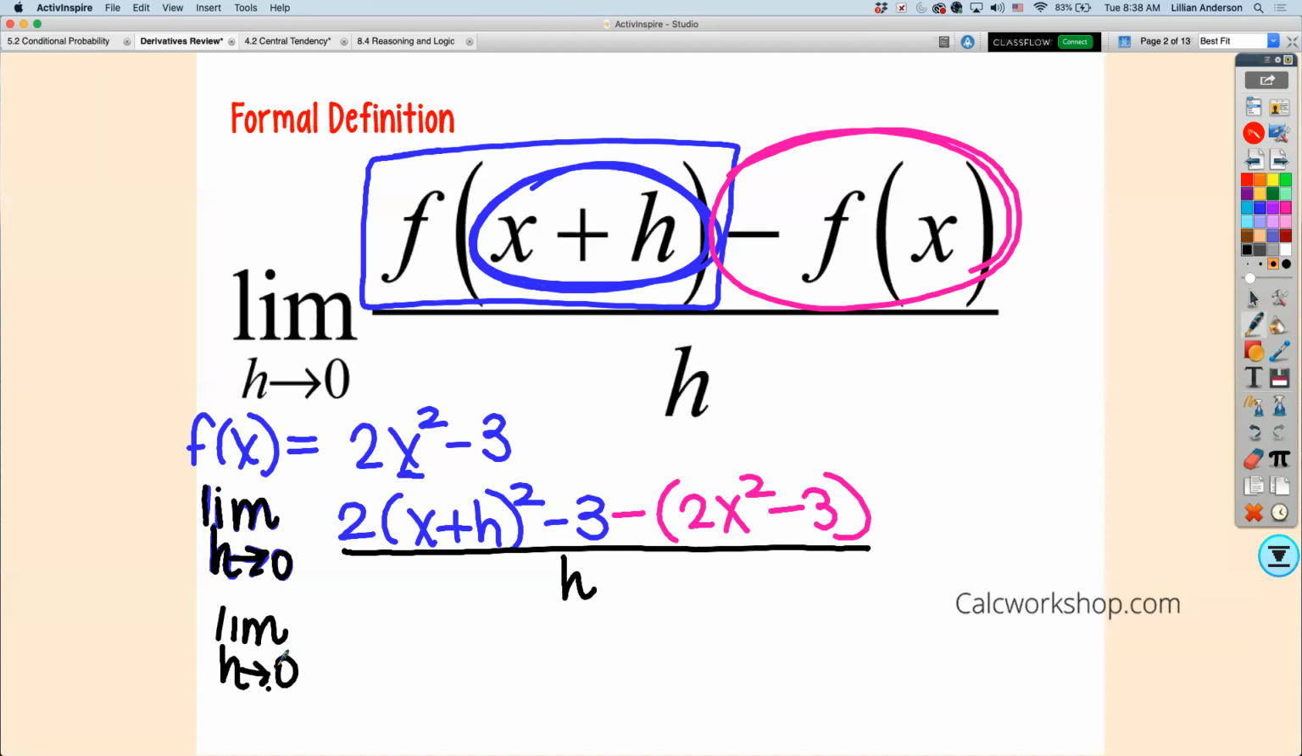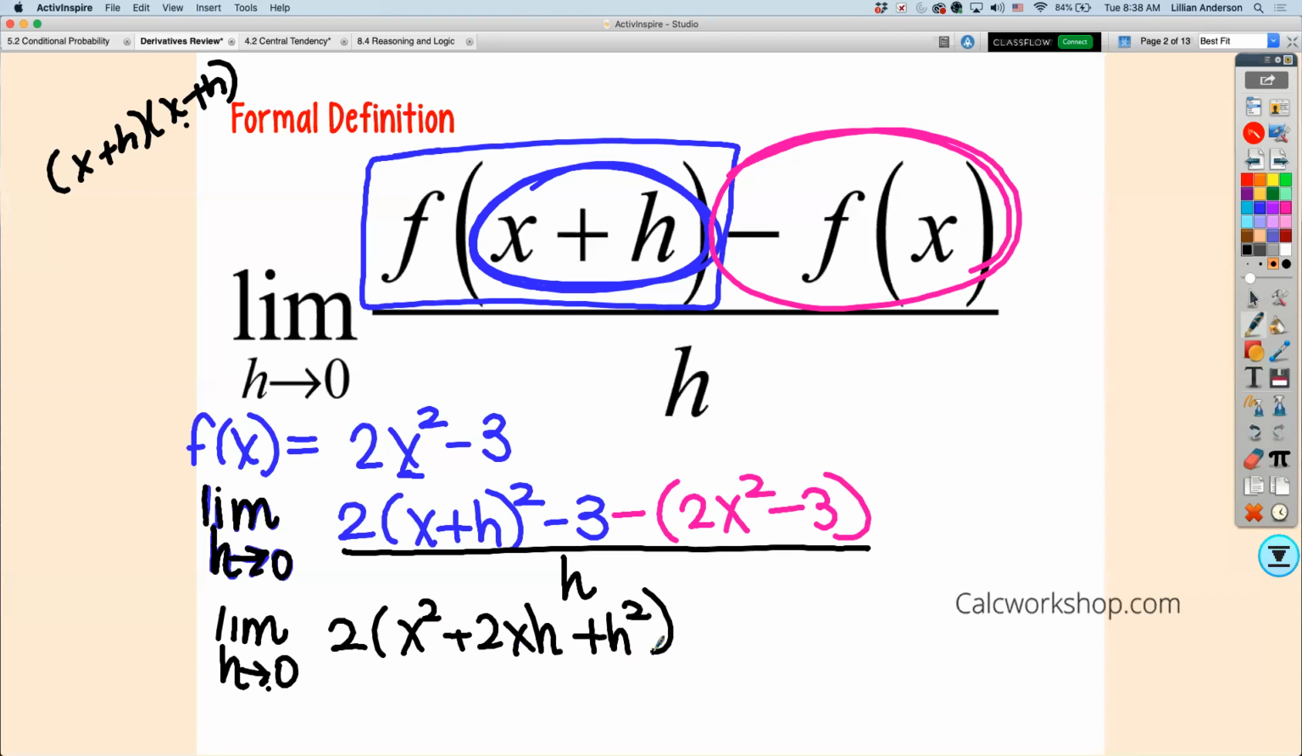So let's simplify this. (x plus h) squared, what am I going to have to do with that? FOIL, okay? So x plus h times x plus h ends up being x times x, x times h, h times x. So xh and xh make how many? And h times h? Then I bring everything else down. I have a -3. Then I'm going to distribute that pink negative to that parenthesis. That's a negative 2x squared plus 3. All of that is over h.